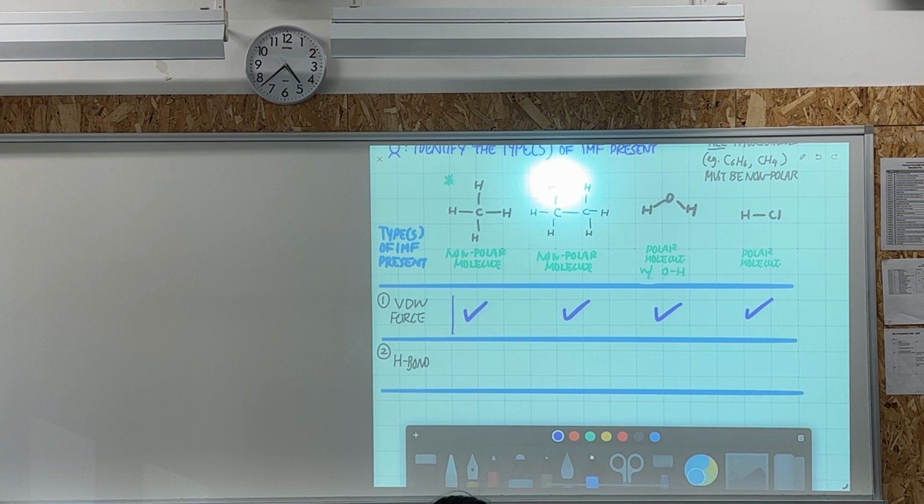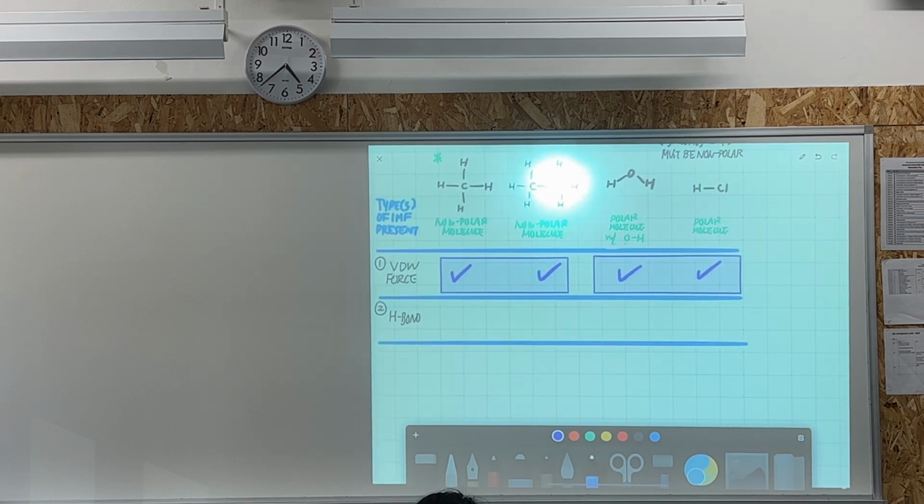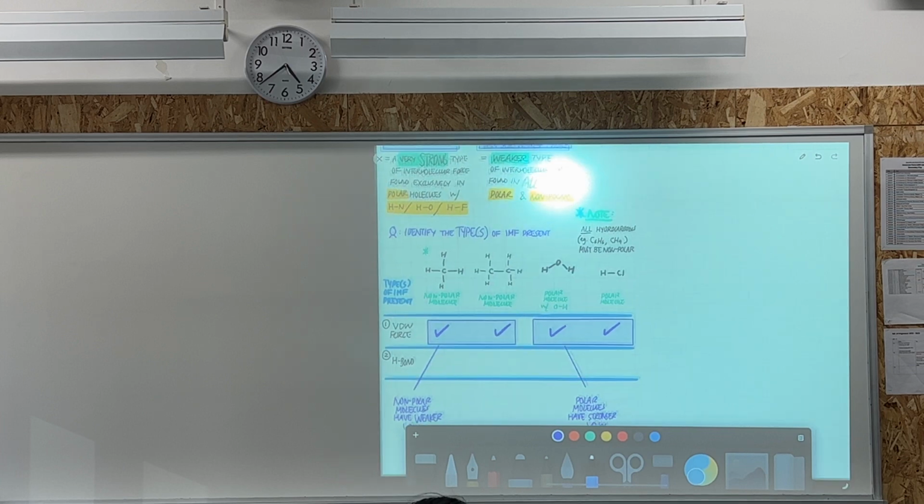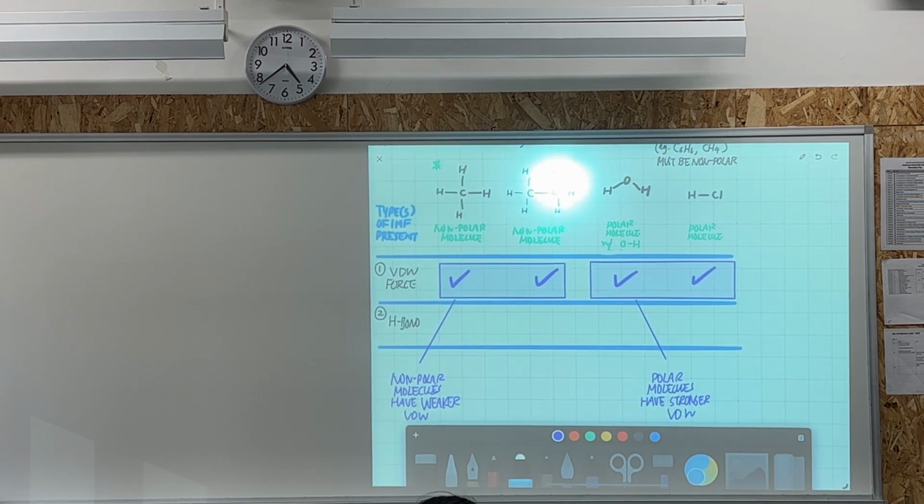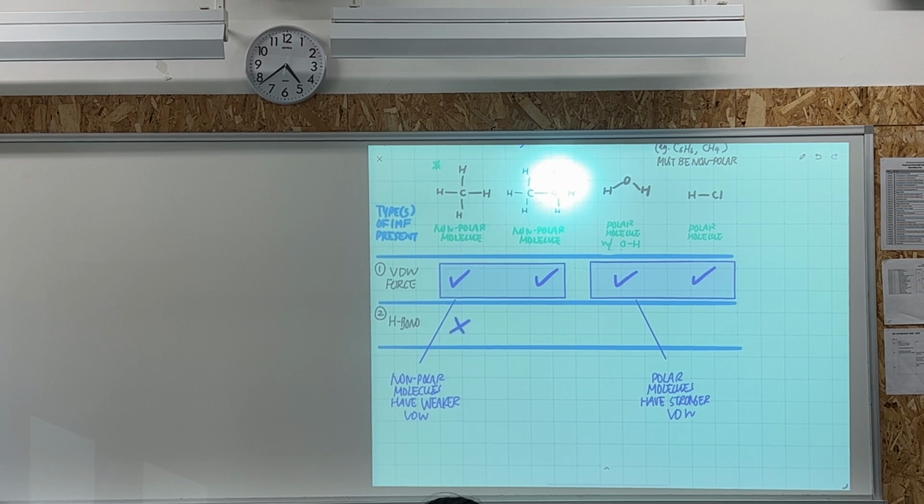So I wanted to put down a box around here and write down: non-polar molecules have weaker van der Waals force than the polar molecules. So polar molecules have stronger van der Waals force. So what about hydrogen bond? You will only expect to find hydrogen bond in which of these molecules? H2O. So cross, cross, tick, cross. Okay?